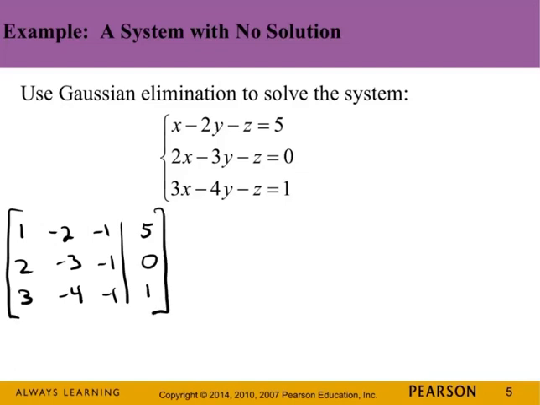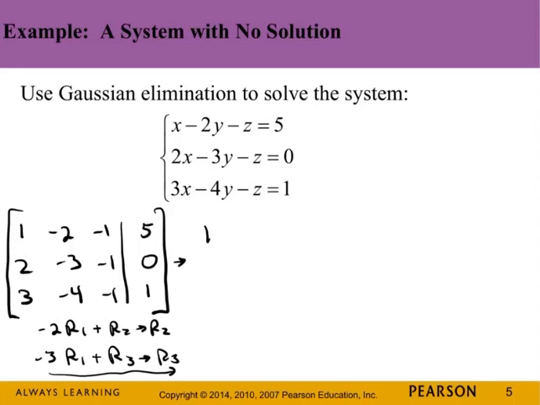Okay, that looks decent. We already have a 1 in the upper left. So now let's use that 1 to get 0s below it. We'll say -2 times row 1 added to row 2, replace row 2. We're going to say -3 times row 1 added to row 3, replace row 3. So row 1 stays as is, 1, -2, -1, 5. Row 2: -2 plus 2 is 0. 4 minus 3 is 1. 2 minus 1 is 1. -10 plus 0 is -10.